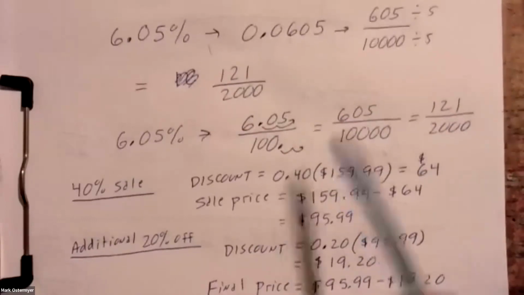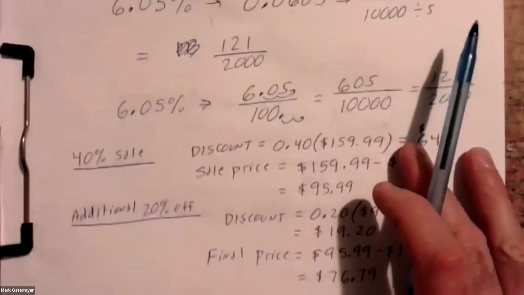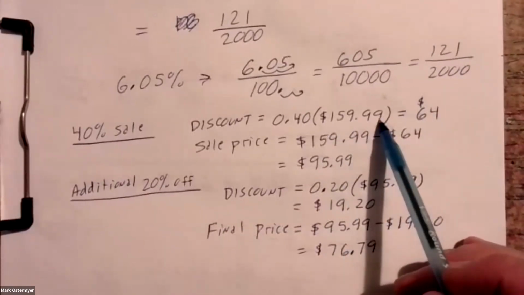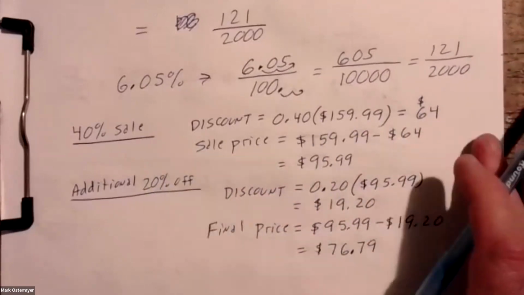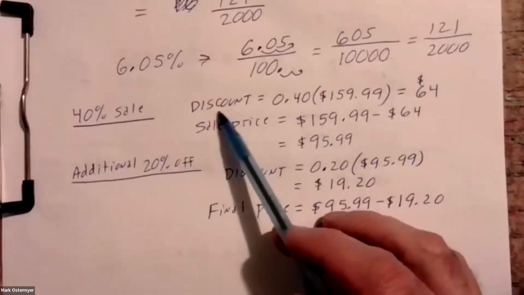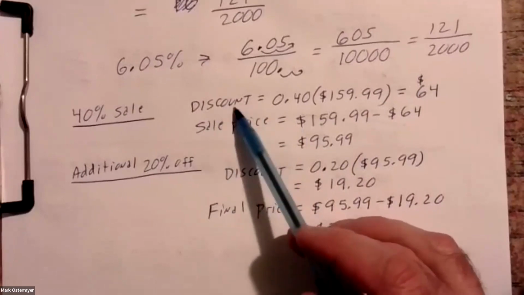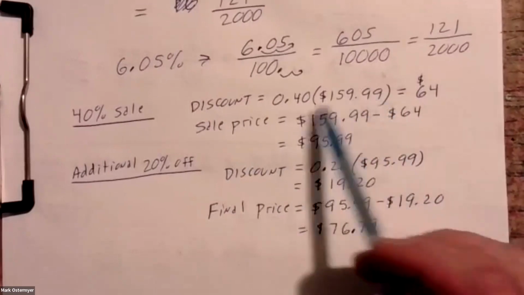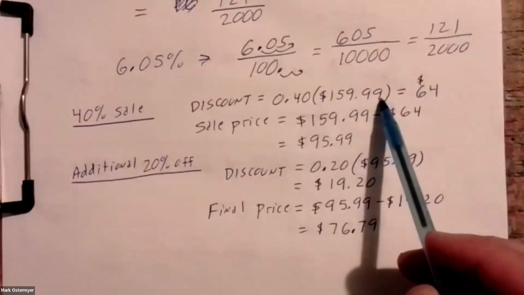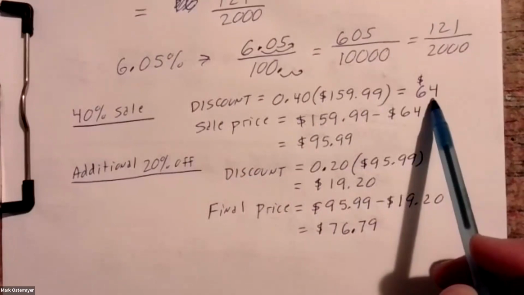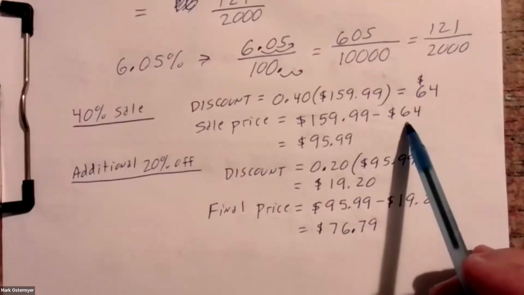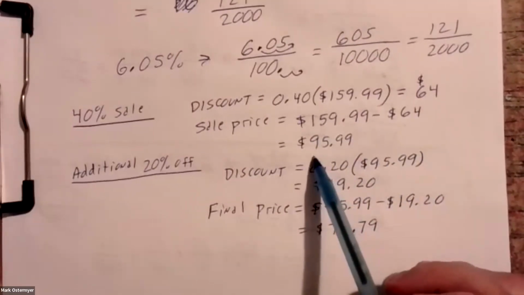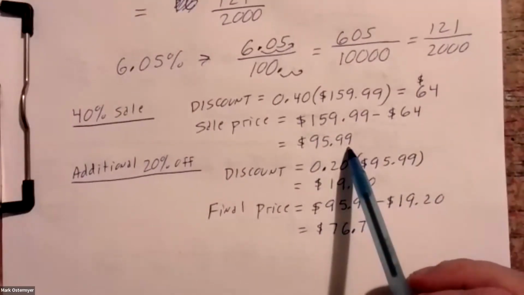All right, so the luggage originally retails for $159.99, but there's a 40% off sale. So the discount, the amount of money that's taken off the original price, is going to be 40% of $159.99. So 0.40 times the original price is $64 discount. We're therefore going to subtract $64 from our original retail price, $159.99, and therefore the sale price is $95.99.